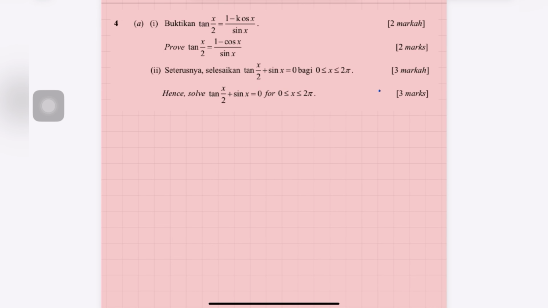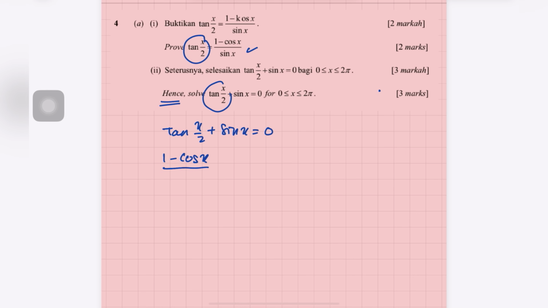A Roman 2, hence solve tangent x over 2 plus sin x equals 0 for x more than or equal to 0 but less than or equal to 2 pi. Okay, since there is the word hence, it means we are going to use the previous solution. The previous solution is tangent x over 2, so we have to substitute with that. So tangent x over 2 plus sin x equals 0. So tangent is 1 minus cos x over sin x, over sin x plus sin x equals 0.